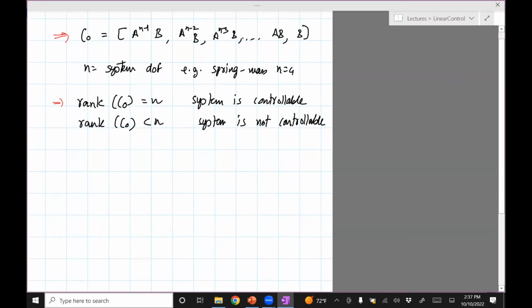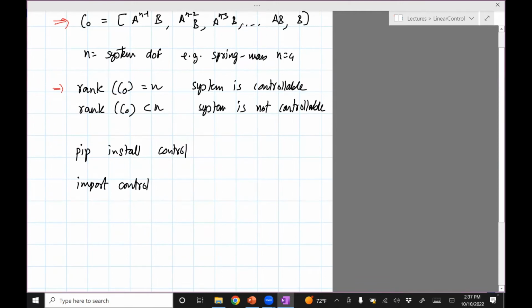Now, in Python, there is a module called control. Do pip install control in the terminal if you want it; by default, it's not installed. Then you would import control. And then you compute the controllability matrix C0 as control.ctrb, where ctrb is the command in control to compute controllability, and you just apply it with A and B.